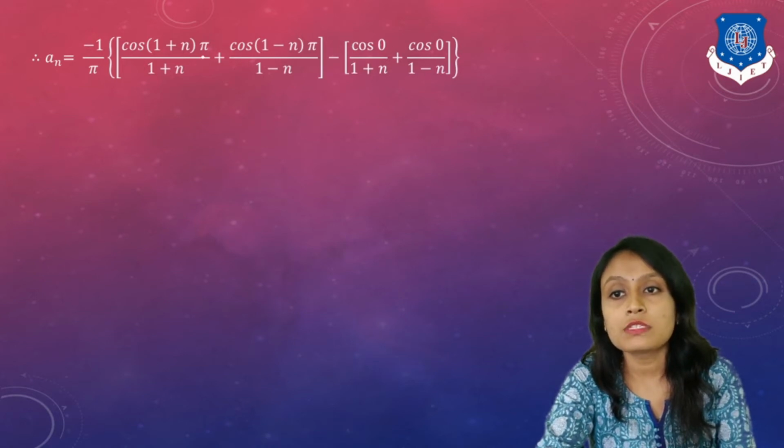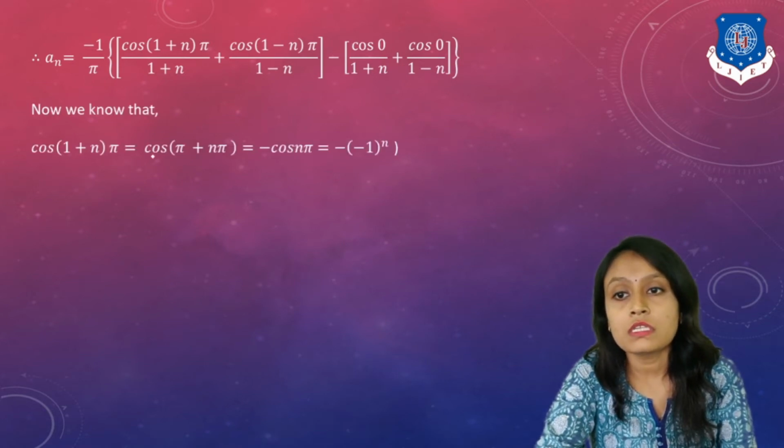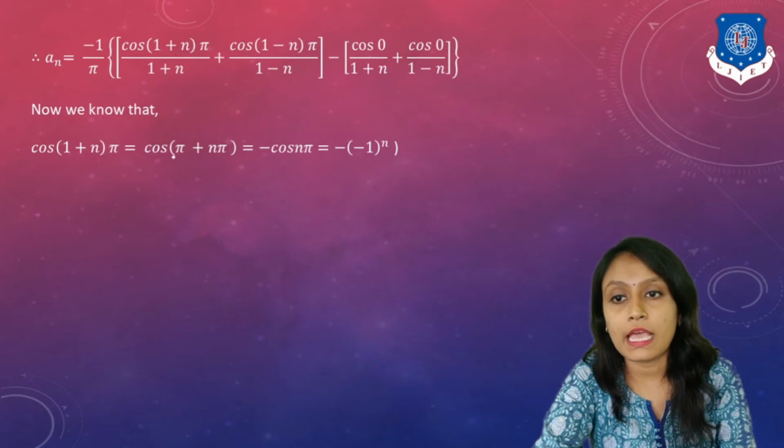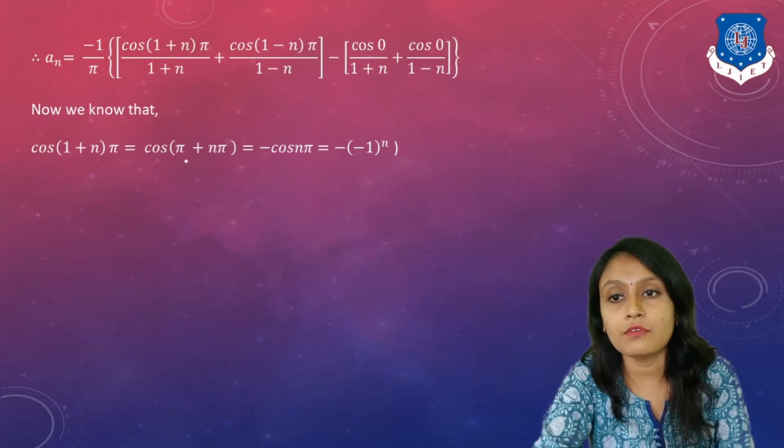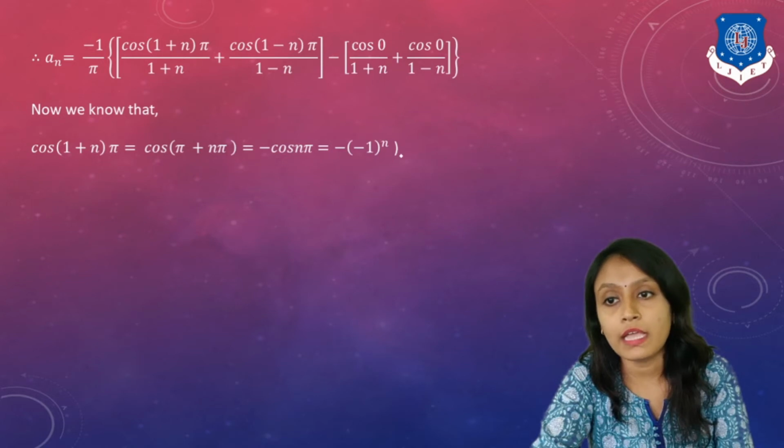Now we have to simplify this term, that is cos (1 plus n)x. Just multiply pi inside, so here you will have cos (pi plus n pi). Consider this n pi as theta, so we have cos (pi plus theta). Pi plus means third quadrant, right? So in the third quadrant, you will get minus cos theta, and theta is n pi. So here we have minus cos n pi. Now we know the value of cos n pi is minus 1 raised to n.